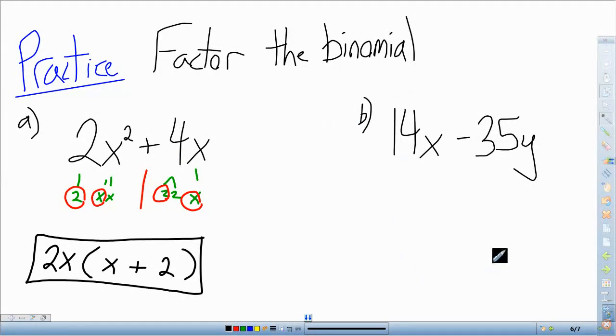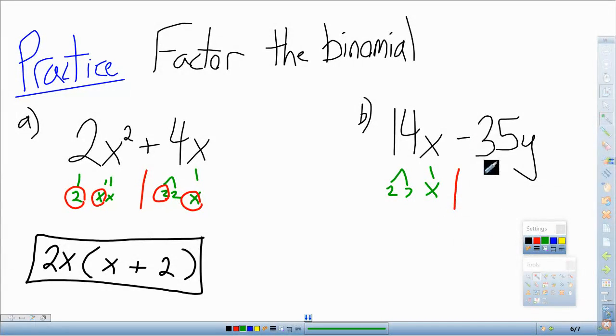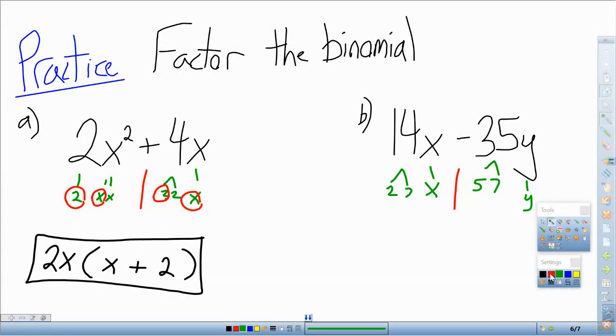All right, taking a look at letter B. Let's do the same idea. 14 is 2 times 7. Those are both prime, I can't break them down anymore. I have an x. Put my line. 35 is a, sorry, not a 3, a 5 times 7. And it looks like I have a y here. So everything's broken down.